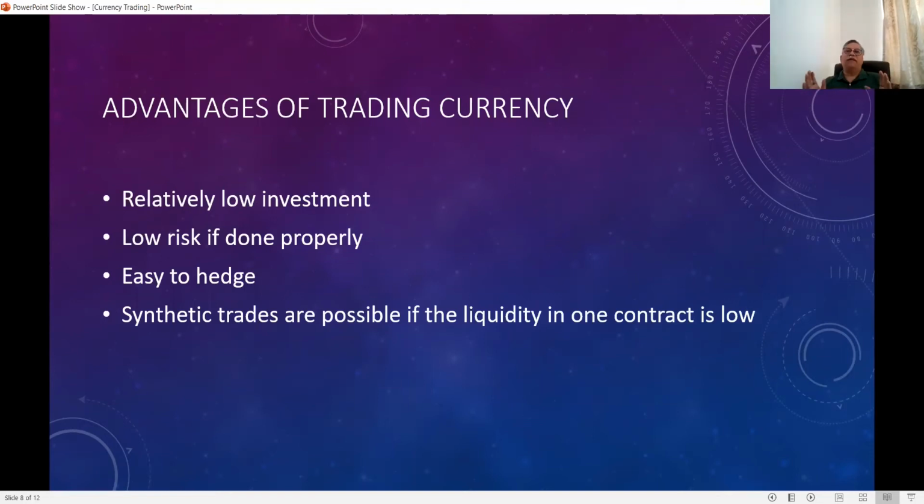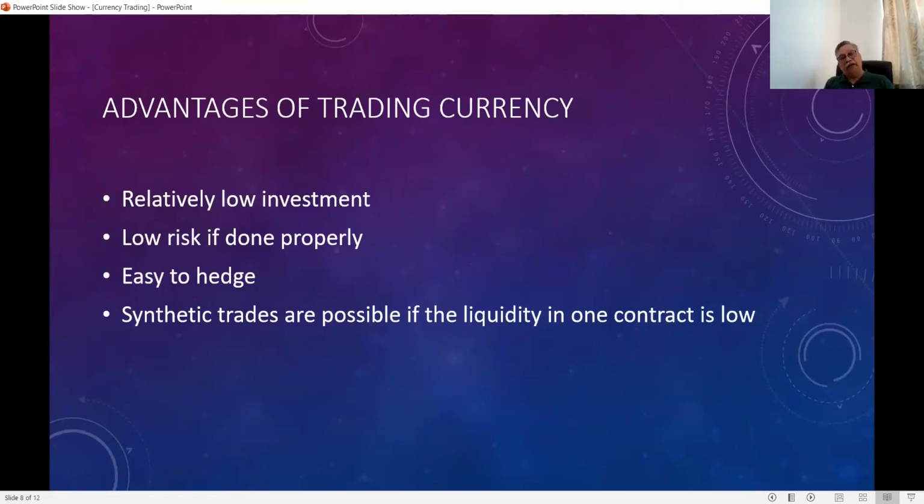So Europe is having financial problems. Europe is going to fall. The dollar is likely to rise. I want to create a euro dollar futures short position. How can I do it? Either I directly short euro dollar, which has low liquidity, or sell euro rupee and buy dollar rupee. Synthetic. So synthetics are possible.